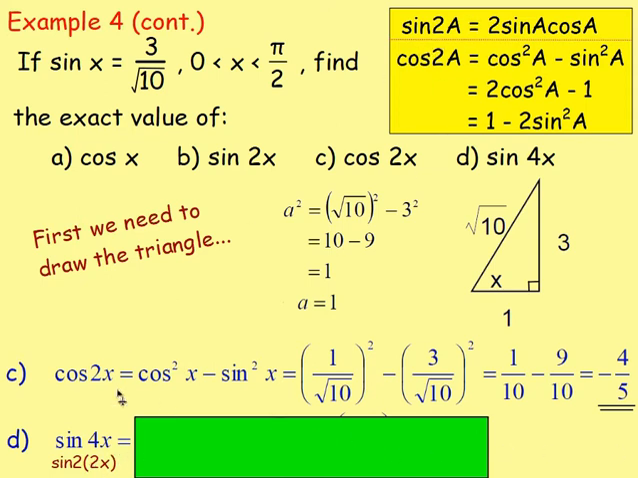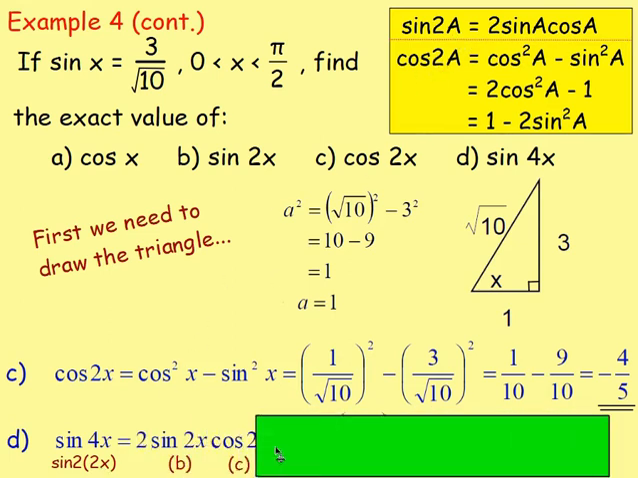Because you always want it in the form of, well, if it's sin, you want sin 2 times something. So 2 times what gives you the 4x? Well, it's 2 times 2x. So rewriting that then, replace the a with 2x, and you would have sin 2x cos 2x.